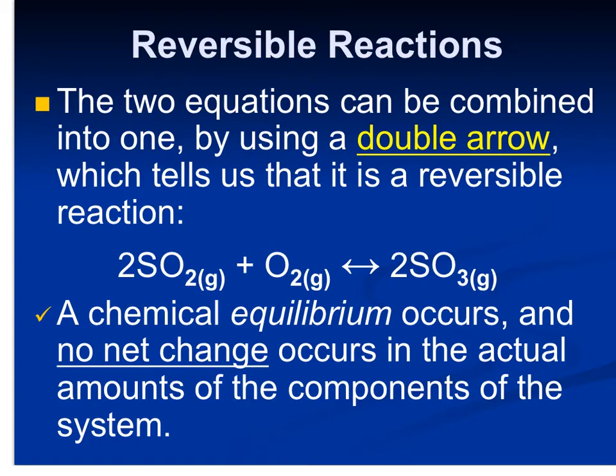So an important key concept here is a chemical equilibrium occurs when there's no net change occurring in the actual amounts of the components of this system. We talked a little bit about something called a dynamic equilibrium before. So basically what this is saying is you might not have equal amounts of these, but the amount going in this direction is going to be equal to the amount going in this direction, and this is where we've established that chemical equilibrium.